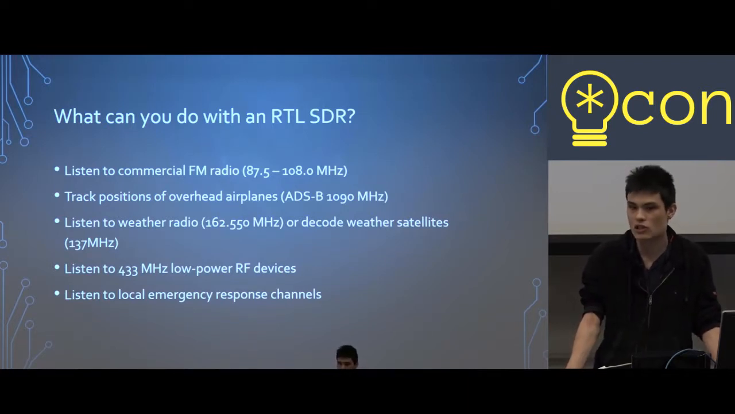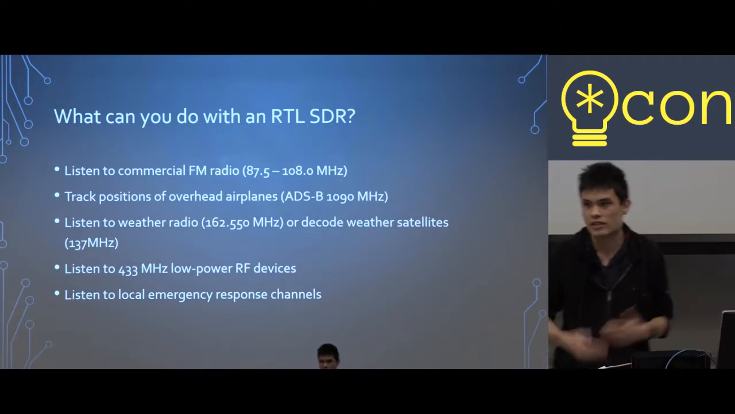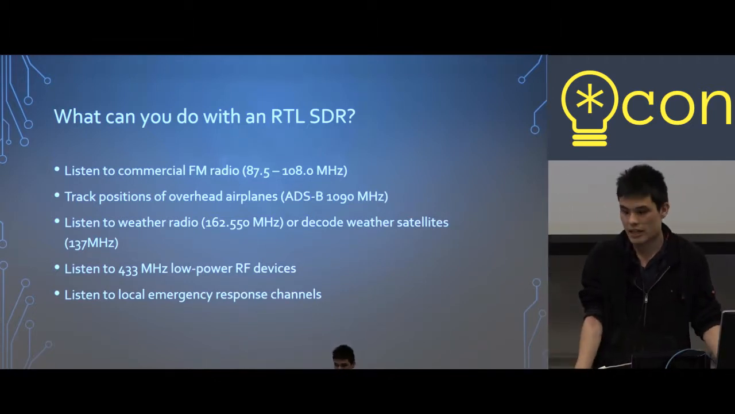You can also listen to your local weather alerts radio. This is like a government service, and it's audio. And in Kitchener here, it's 162.550 megahertz. You can also decode weather satellites, and those run at 137 megahertz, but as I said before, you'll probably need a special antenna for that.